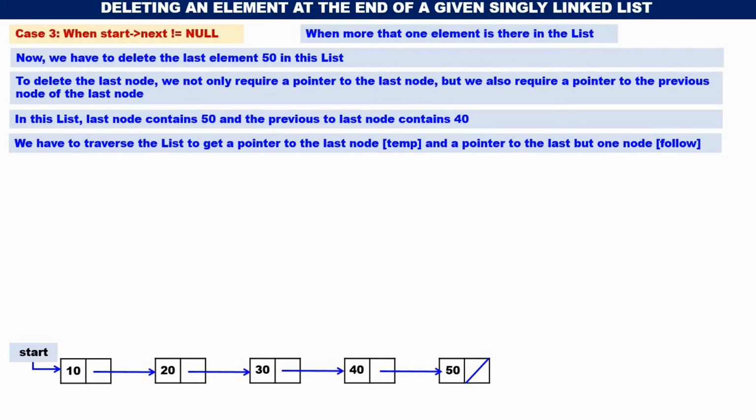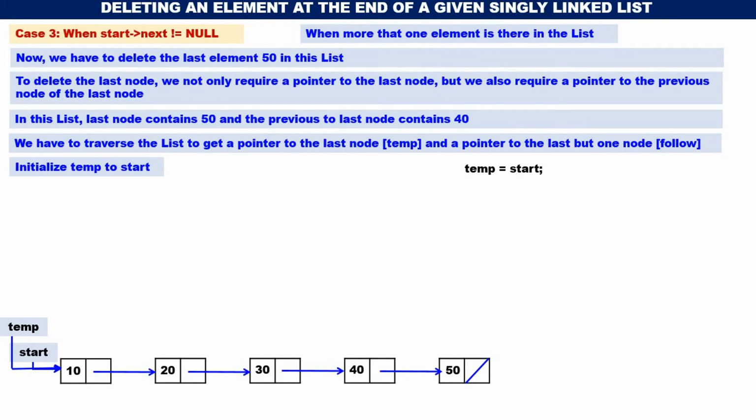Now we will have a temporary pointer. We should never traverse using start. Initialize temp to start. Temp is equal to start. Now, we should go till the last node. Meaning, when do we come to know that it is the last node? When the address part of that node is equal to null, it is the last node.